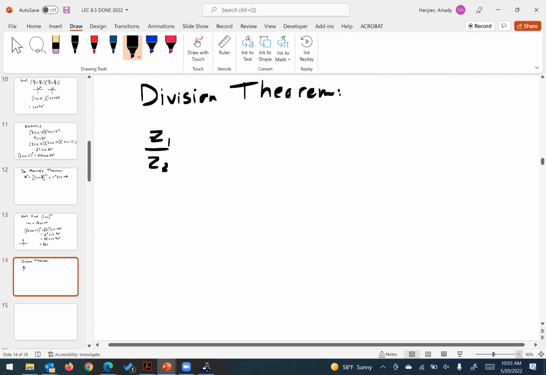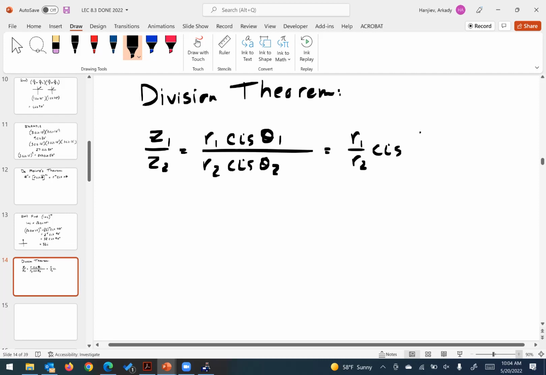Z1 divided by Z2 will equal R1 CIS theta 1 over R2 CIS theta 2, and you can kind of guess here. When we were multiplying these together, we multiplied the R's and we added theta. Therefore, we are going to divide the two R's and subtract theta. Are we good there? Oh, okay, that's not too bad. I still like this one better.